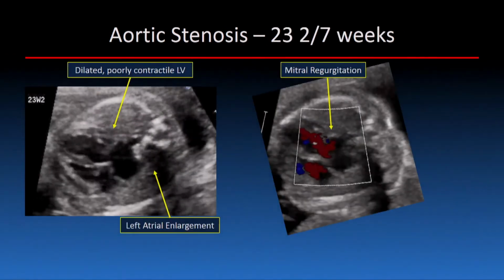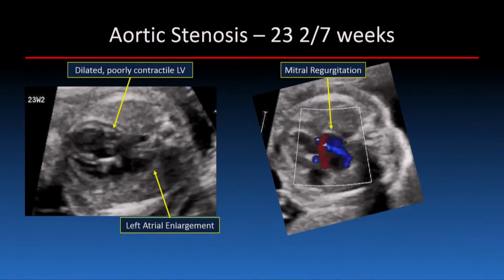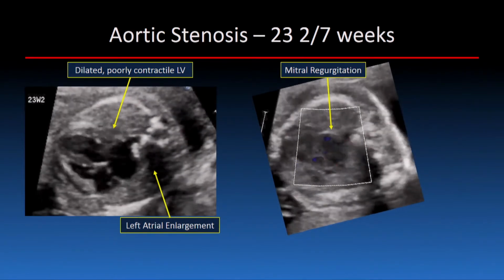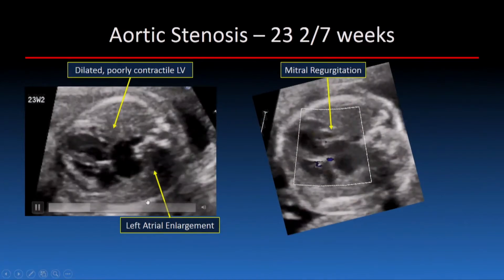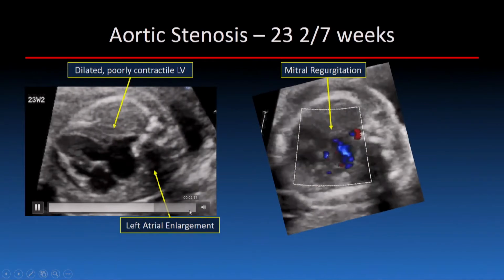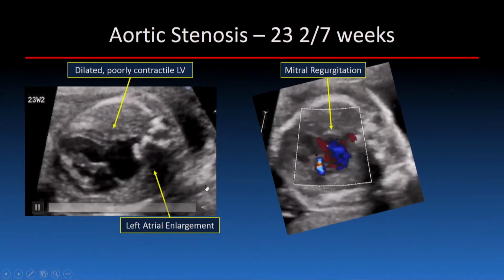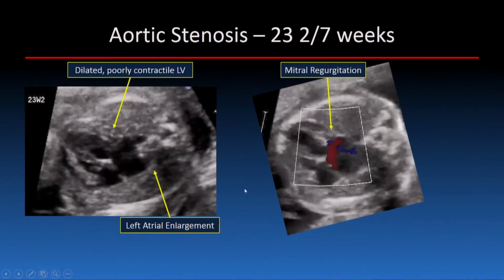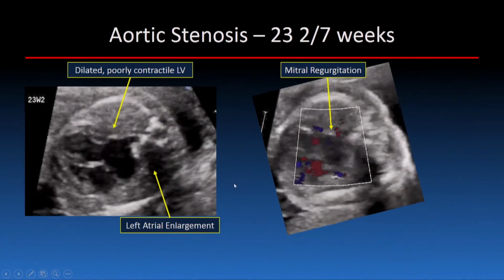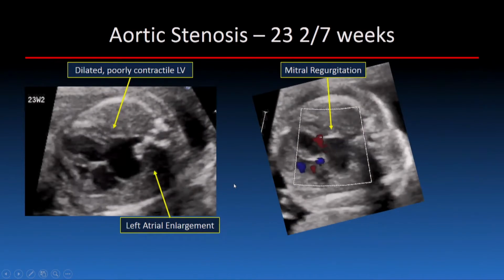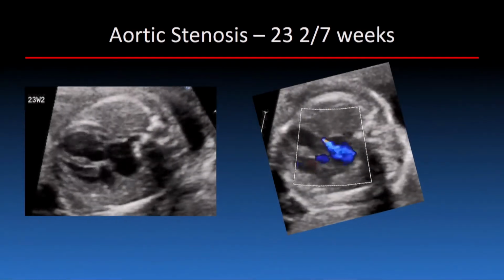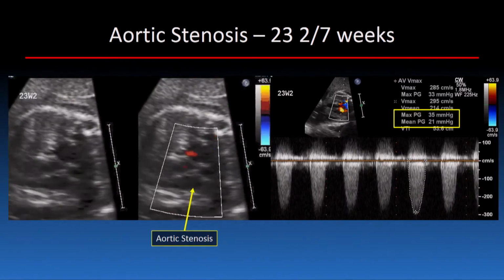So let's look at a case of this happening. At 23 and 2/7 weeks, you can see that this patient, on its initial echocardiogram in our office, had a dilated, poorly contractile left ventricle. You can see the left atrium is enlarged, and the same view here rotated for us. You can see that there's mitral regurgitation as well, but otherwise, the right ventricle appears to be okay.